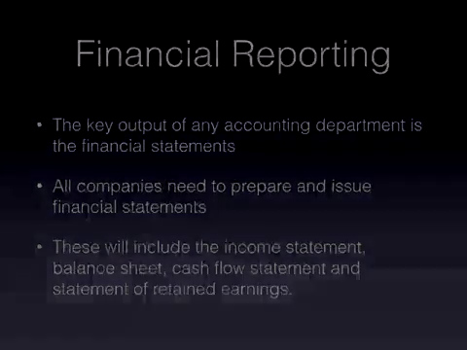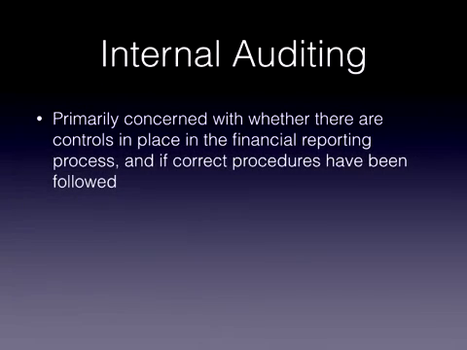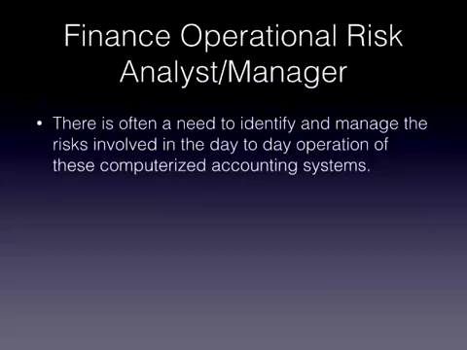The next is management reporting. The metrics used for this type of reporting vary depending on the size of the business and the industry it is in. Third, internal auditing is primarily concerned with whether there are controls in place in the financial reporting process, and if correct procedures have been followed to enable accurate and timely financial statements.